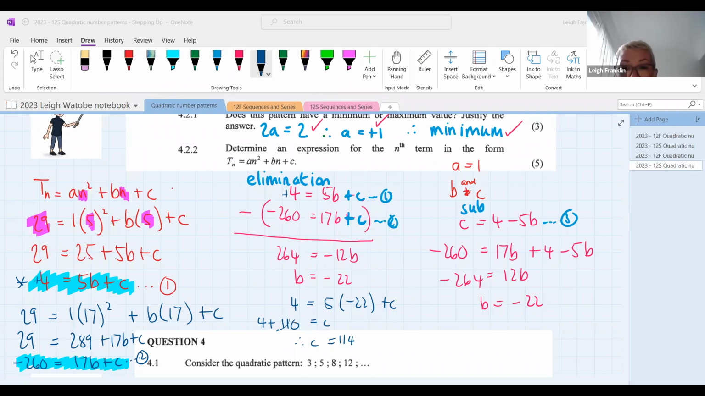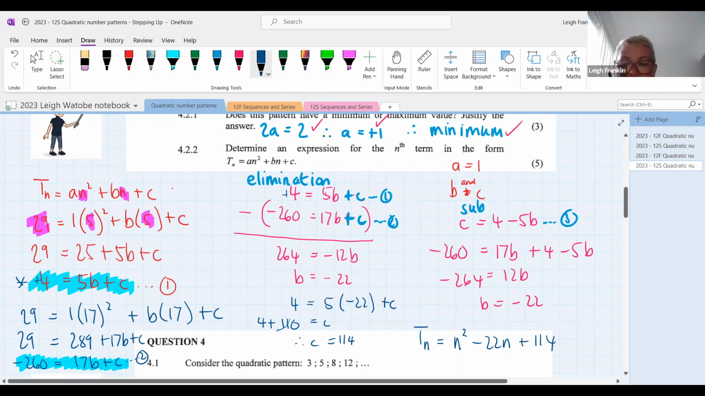Okay, so here is simultaneous equations, the solving of simultaneous equations creeping into this. Okay, so it was n squared minus 22n plus 114. All right, and now we've dotted the i's and crossed the t's, so to speak. We've determined the expression of the nth term. Okay, how does that feel? How do you guys feel? You feeling thumbs up or thumbs down? Is it making sense? You feeling good?